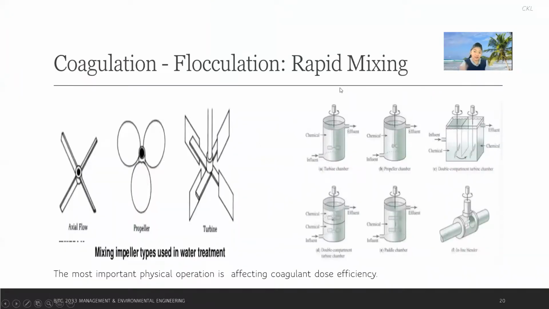So after the aeration, we have the rapid mixing and then coagulation and flocculation. So this is the mixing impeller. We have three types of mixing impeller. You can see we have the circular one, like a fan. We have a turbine, which is an on-off type. And then we have the axial flow, which is a flow type. Why is rapid mixing important? Because it helps to mix in the coagulant dose. So when we add the coagulant, we need to mix it well so that it can be efficient, right?